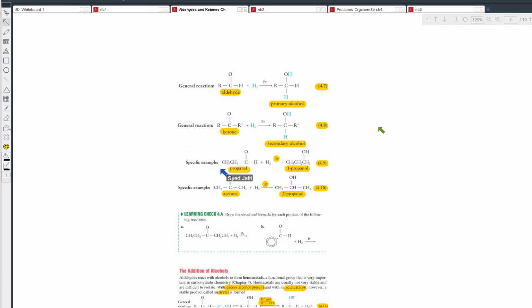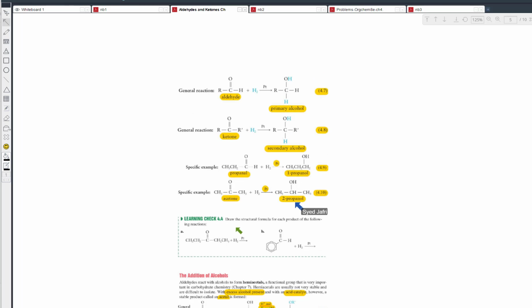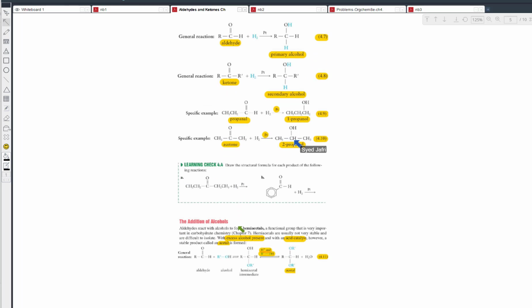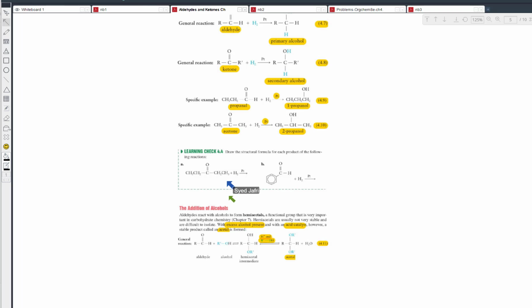Reverse it. This is the general case, and this is specific. Here we are taking propanal, it's going to change into 1-propanol. This is acetone, it's going to change into 2-propanol. Yes? Because it will give you a secondary alcohol. What about this one? Let's see. So it's a ketone and it's addition. First question: it will give you a primary alcohol or a secondary alcohol?